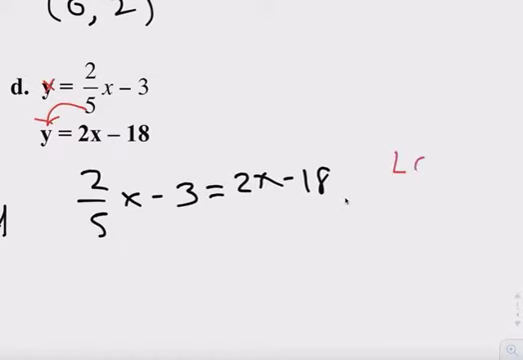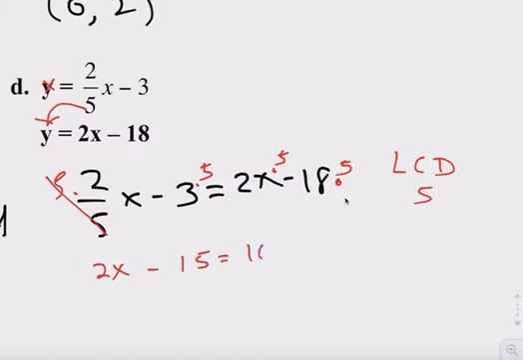Our least common denominator here is 5, so we multiply everything by 5. There's no parentheses, so we have to give 5 to all of them. Cross cancel, there should be 2x minus 15 equals 10x minus, that's 40, 90, right?